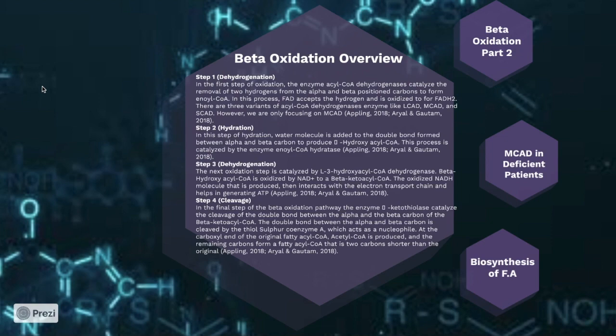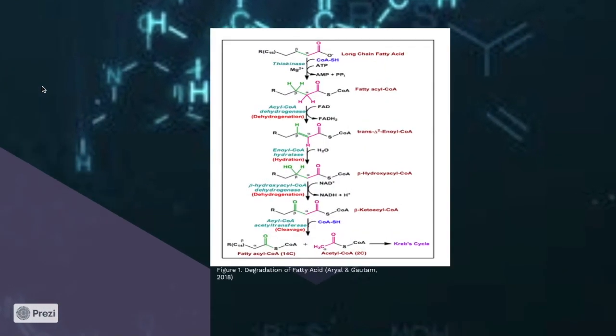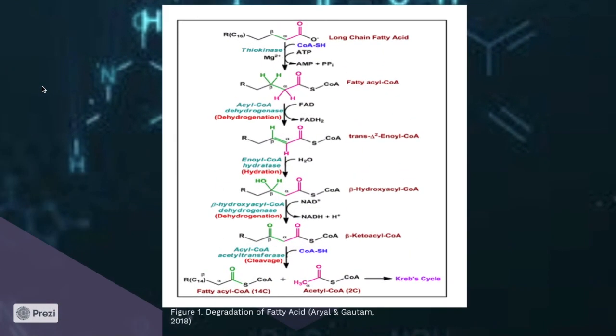Beta oxidation overview. Beta oxidation is a sequential 4-step reaction. In these 4 steps, fatty acid molecules go through oxidation, hydration, oxidation, and cleavage respectively. At each cycle of 4 steps, 2 carbon units are removed from the fatty acyl-CoA molecule.